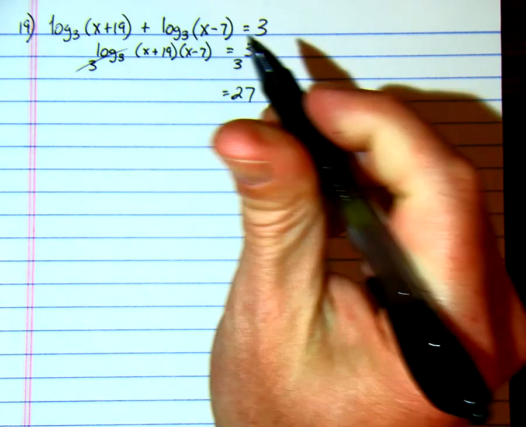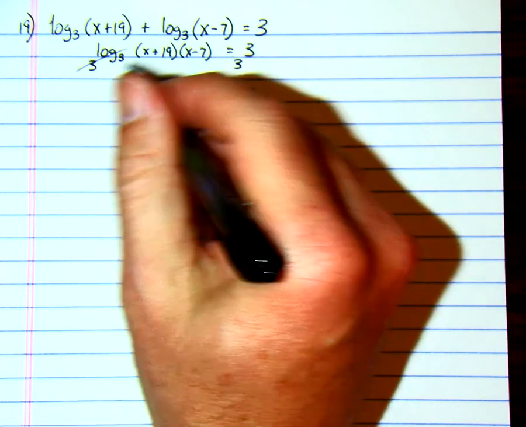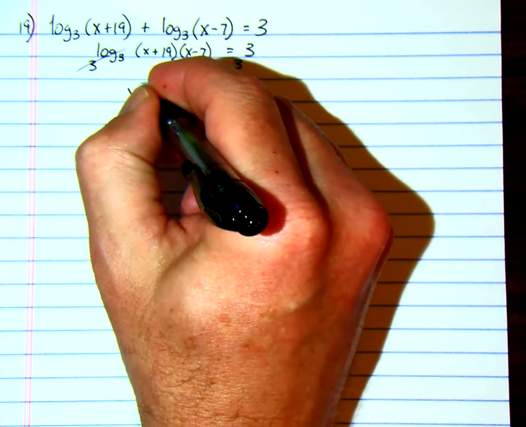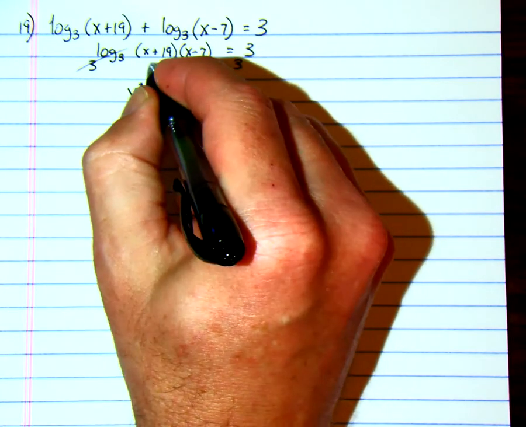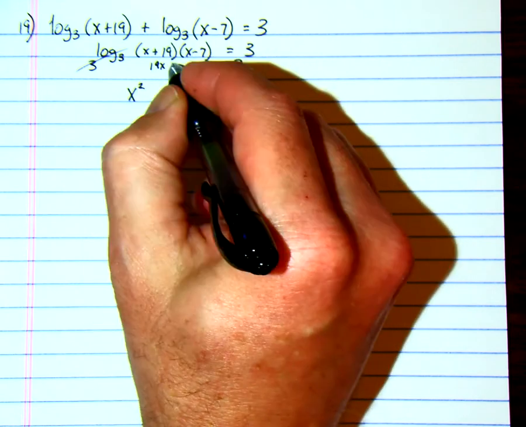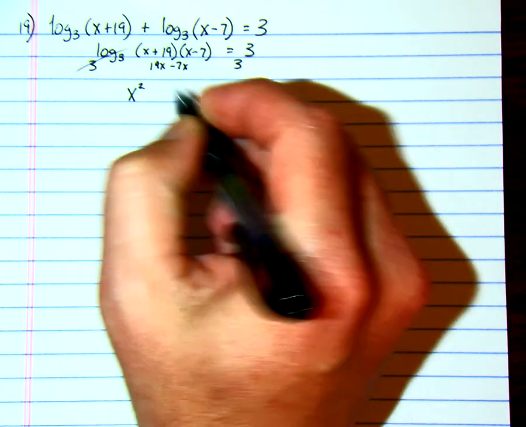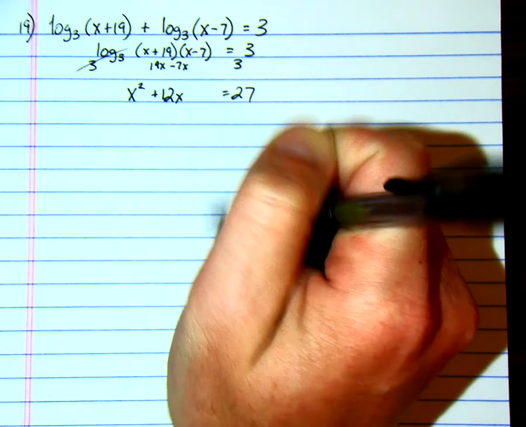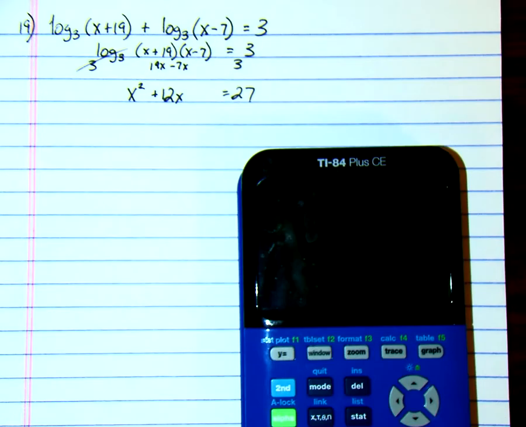Okay, so what we need here is we need this FOILed out. So x times x is x squared. If I multiply the inside together, that gives me a 19x. If I multiply the outside together, that gives me a negative 7x. So that means I'm going to have a positive 12x. And then we got to know what 19 times 7 is.